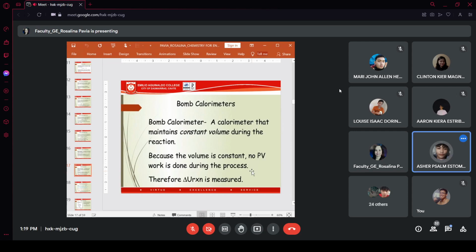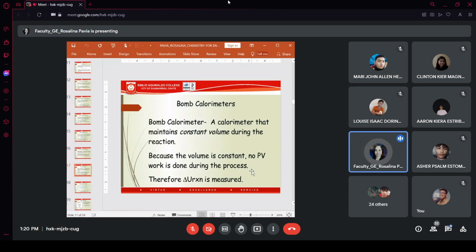Kaya po ba walang PV work kasi po walang expansion kasi constant volume? So, anong mangyayari pag constant volume? No work. Bakit no work? Kasi constant volume. Wala pong expansion. Tama po ba? So, how do you relate it doon sa formula ng work? Diba work is negative P delta V? P external. O, kung pareho yung volume, V final minus V initial is 0. Pressure times 0 is 0. Therefore, work is 0. Okay?